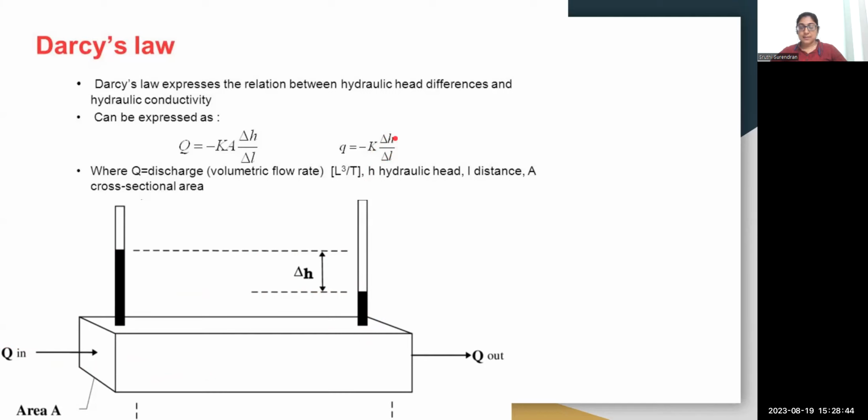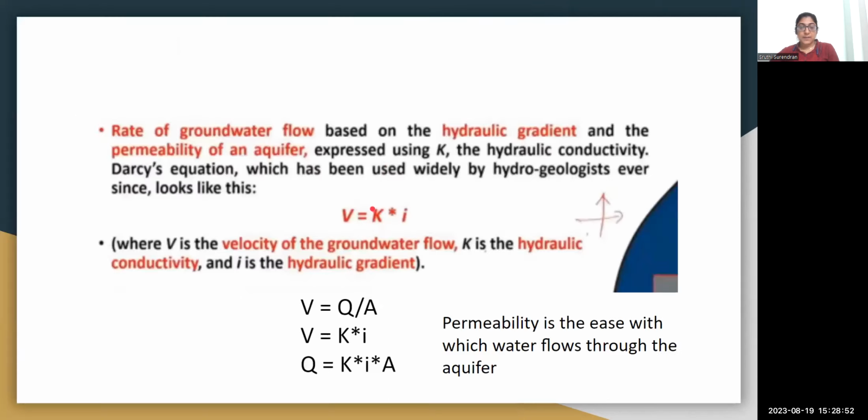So hydraulic gradient is the difference in pressure head to the length of the aquifer. So here V = K I. K is representing hydraulic conductivity and I is representing hydraulic gradient.